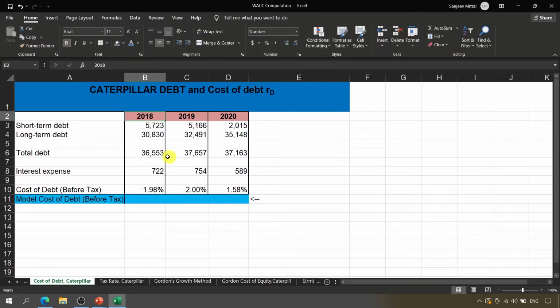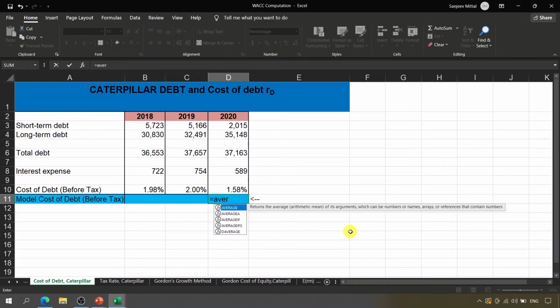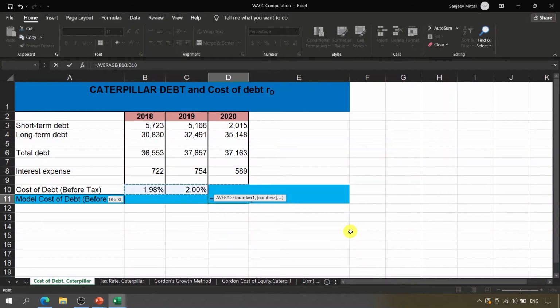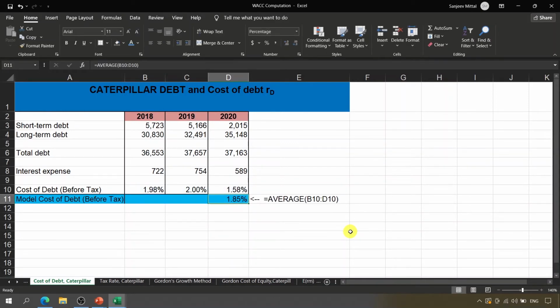Now, once we have found these details from the previous annual reports of 2019 and 2018, we will simply find our average rate here. So you will say this is our average model cost of debt before tax. And once you calculate the tax, we will make this rate after taxes so that we will be able to find Caterpillar's cost of debt after tax.